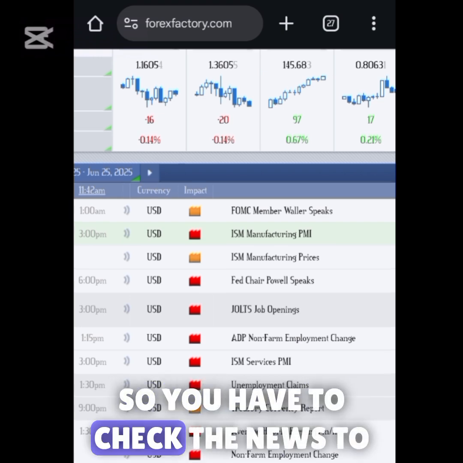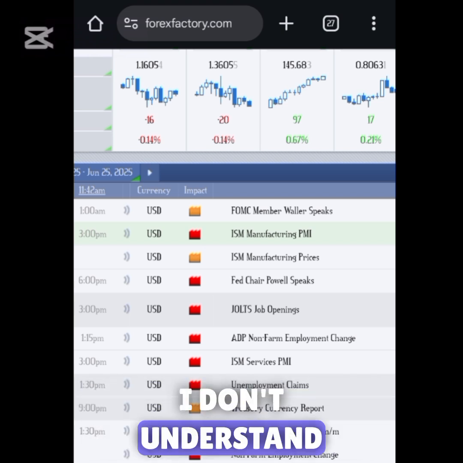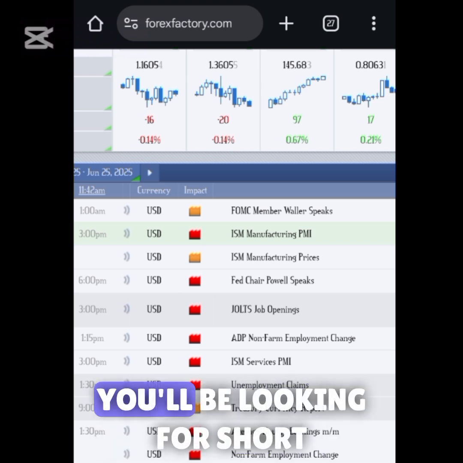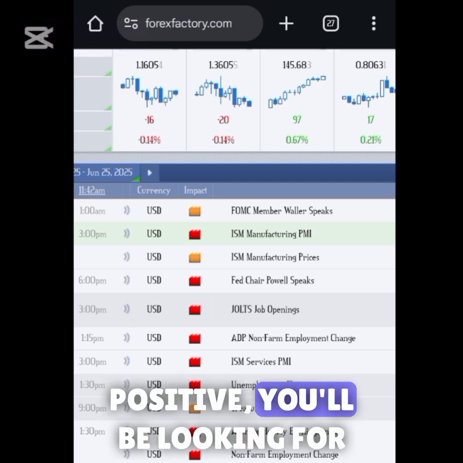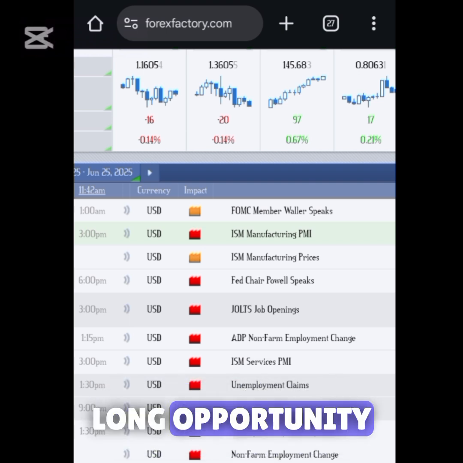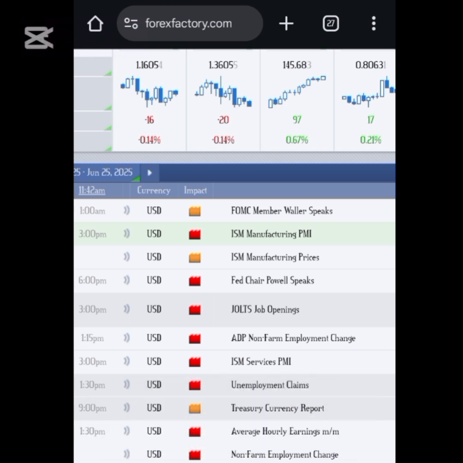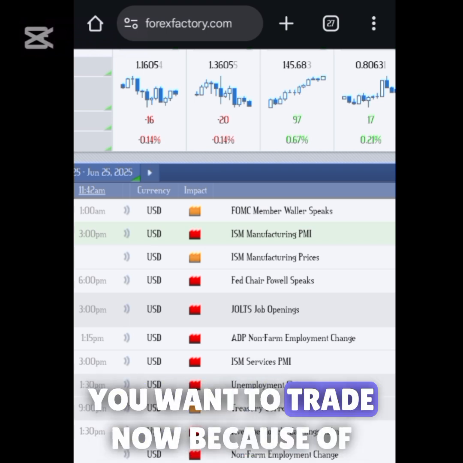So you have to check the news to know if something will affect your trade. I don't know if you understand. So now, if this news is going to affect it negatively, you'll be looking for short opportunities. If it will affect it positively, you'll be looking for long opportunities. So this is why it's very important to check the market news, this Forex Factory, anytime you want to trade.